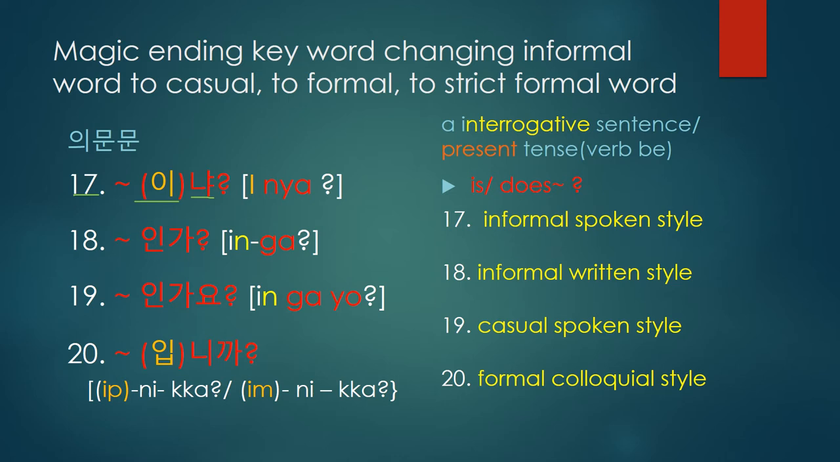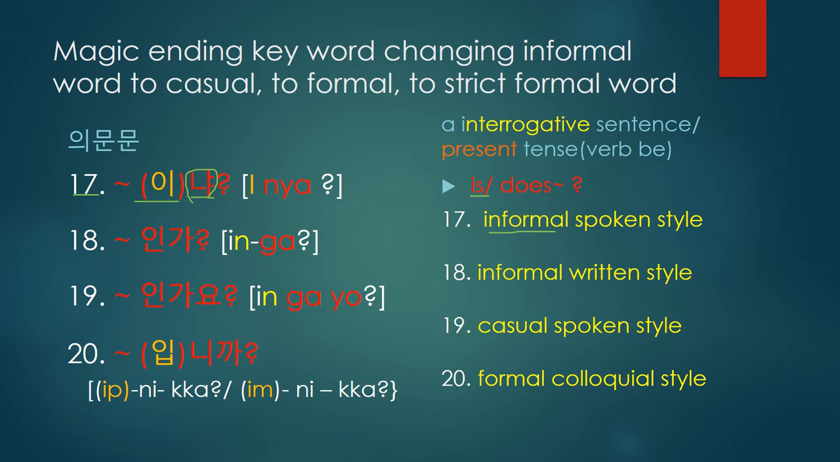You can only use the 이냐 or 냐. 이냐 is used when the word ends with the consonant. Okay, it means is this or does, the interrogative tense. So informal spoken. 뭐뭐이냐, 뭐뭐냐 is informal spoken style. I think it's better not to learn this style, but you can use it only between friends, close friends.